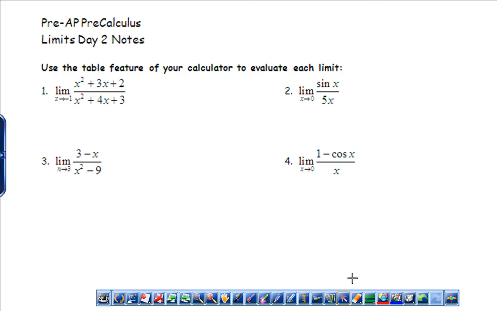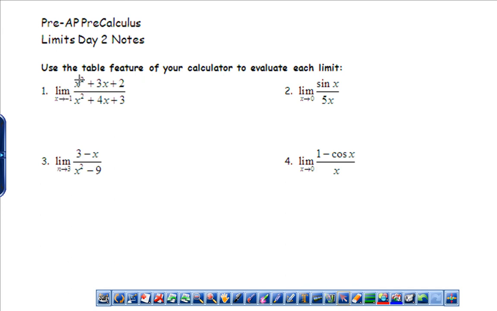This is the video lesson for limits day 2 notes. On this first part, we have some limits that we've seen before in day 1, but this is to use the table feature of your calculator to evaluate the limit. Now, I just want to recap from day 1.